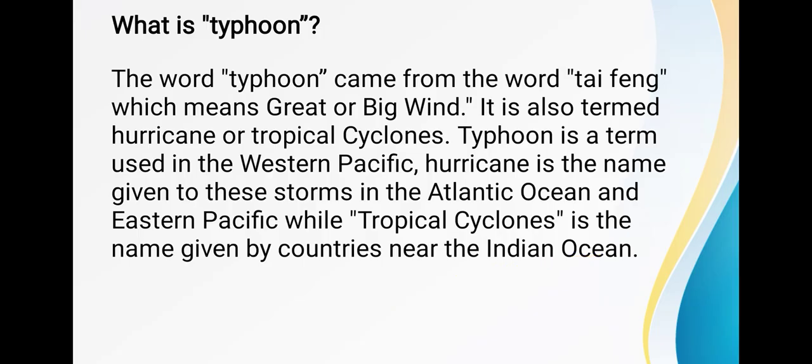So let's discuss first what a typhoon is. The word typhoon came from the word taipang, which means great or big wind. It is a Chinese term. It is also termed hurricane or tropical cyclone. Typhoon is a term used in the Western Pacific. Hurricane is the name given to those storms in the Atlantic Ocean and Eastern Pacific, while tropical cyclone is the name given by countries near the Indian Ocean.